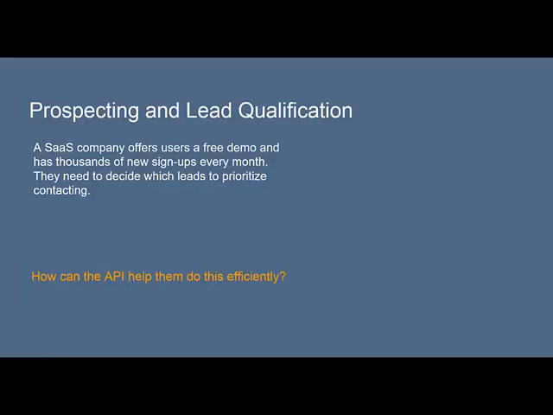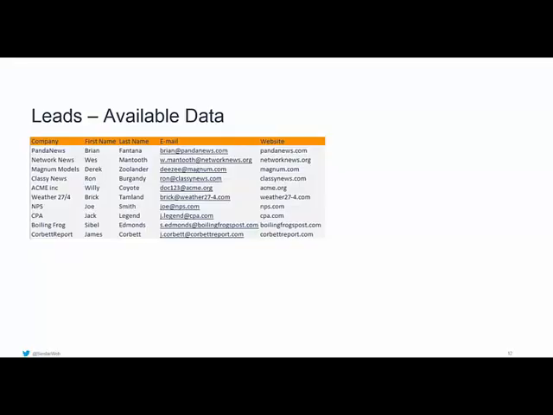So the first use case we're looking at, we're going to be emulating a SaaS company, which offers users a free demo. They have thousands of new signups every month, but they need to prioritize who they're going to contact. They don't have any kind of system in place, and instead of doing it at random, what we can do is take their existing data, which as you can see is standard for a lot of signups.